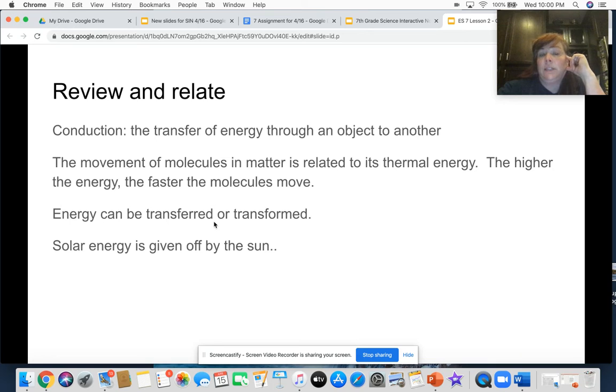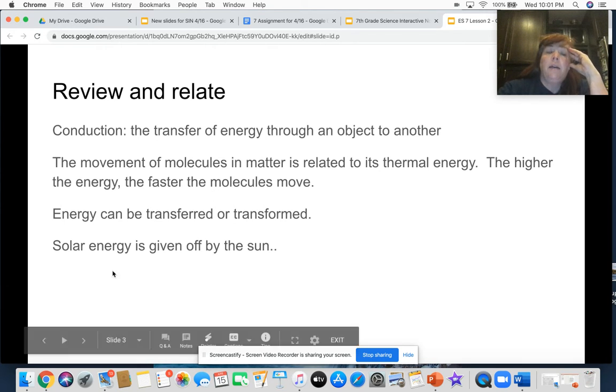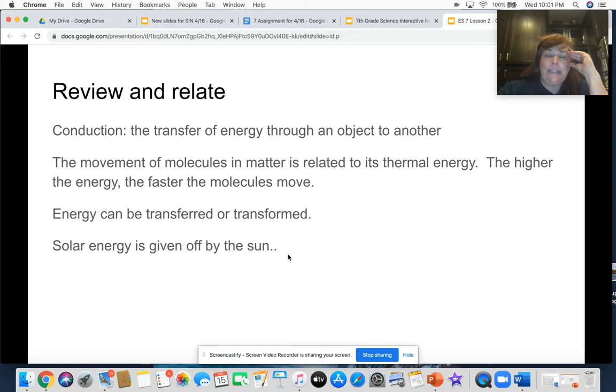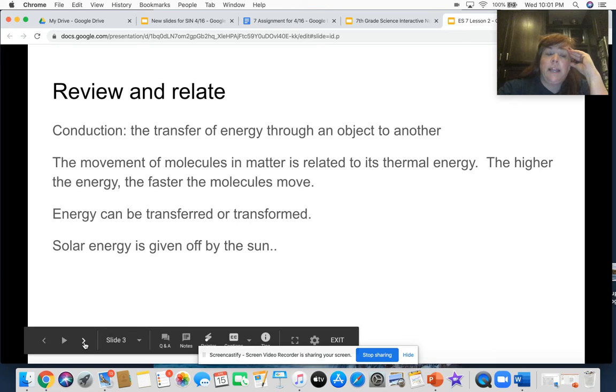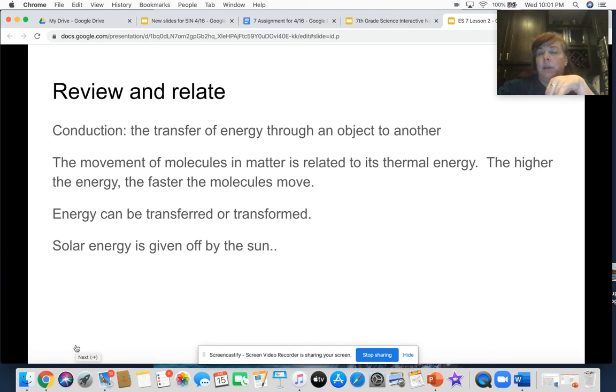Energy can be transferred or transformed, and we know by the conservation law of energy, it cannot be created or destroyed. It can only be transferred or transformed. Solar energy is given off by the sun, and solar energy is a kind of light energy. We didn't talk about light energy too much, but we know it's there. Many of you have calculators that run on solar energy, or you have something else that runs on solar energy. It's not the heat that makes it go from the sun, it's the light.